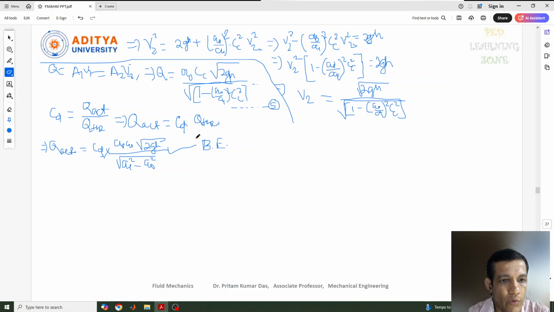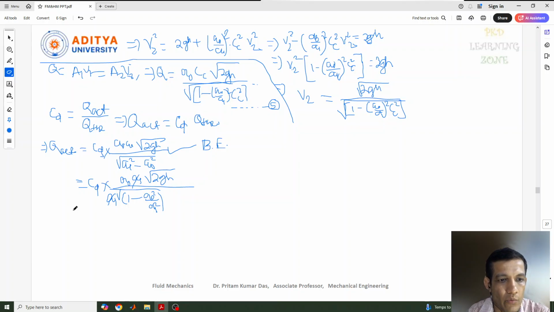Now I'll take A1 common from this point. In the top we have A1, and in the denominator I'll take A1 square common from here. When A1 square is taken out, it becomes A1 only, because of the root. So A0 A1 root over of 2GH, and in the denominator A1 square is common, so A1 goes out, and inside we have 1 minus A0 square by A1 square. I have taken A1 square common, so here we get A1 square, and root over 2GH. Now this A1 will be cancelled here.